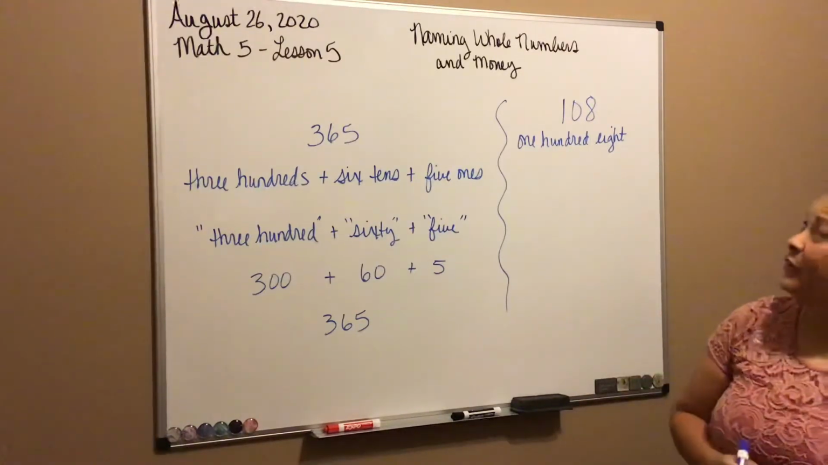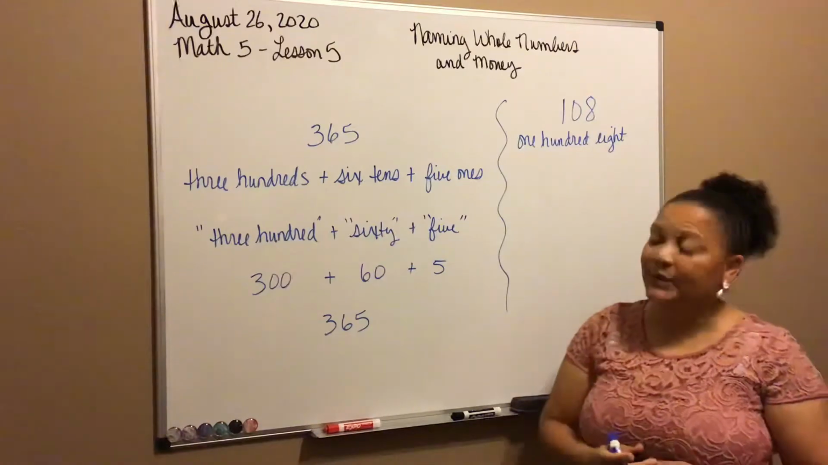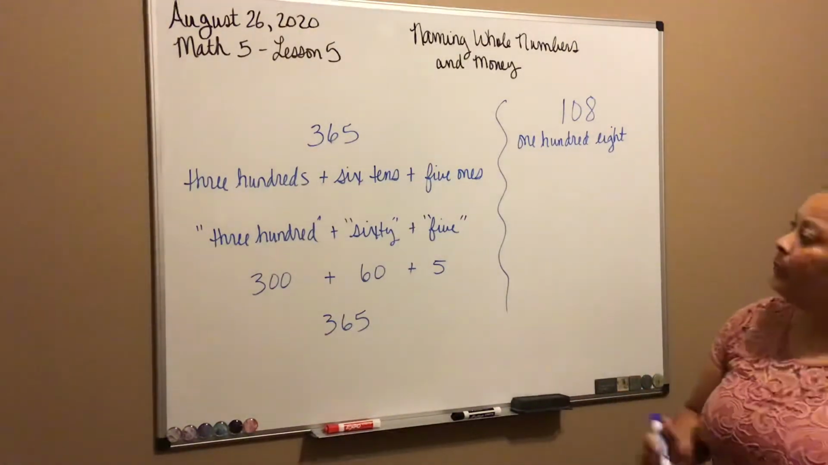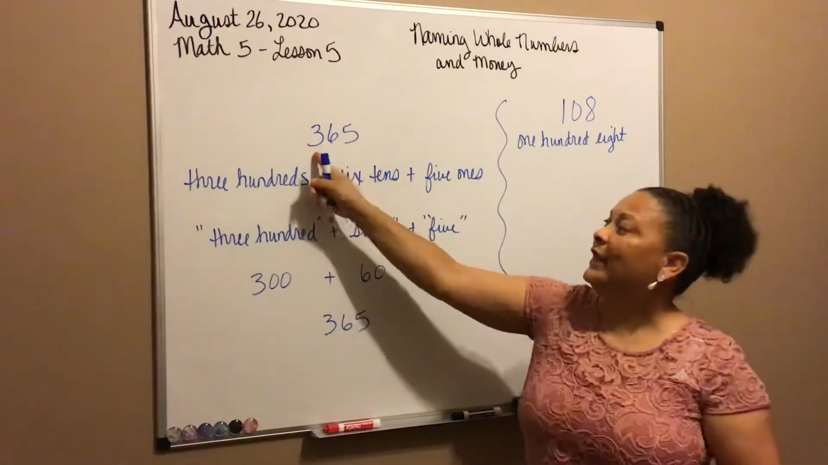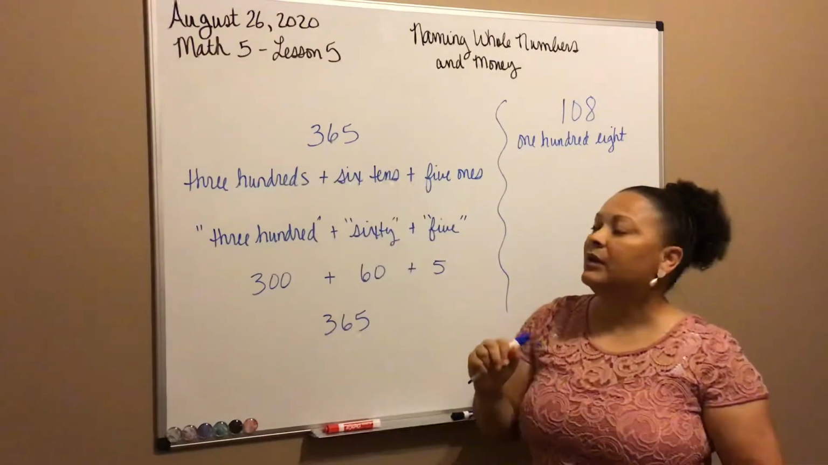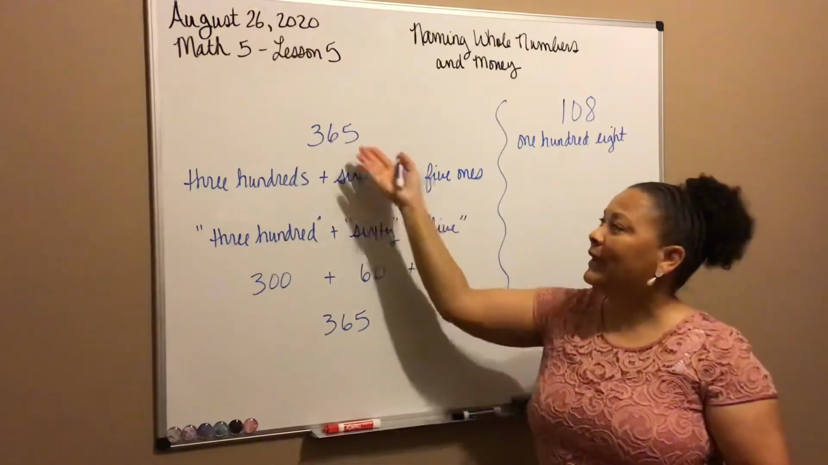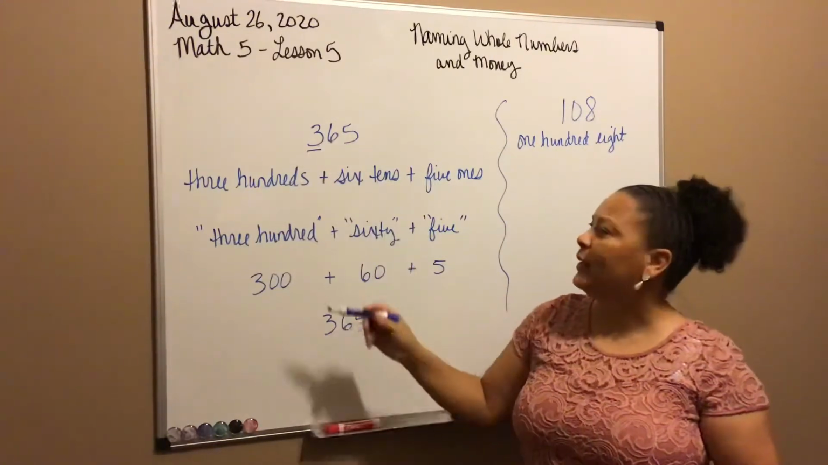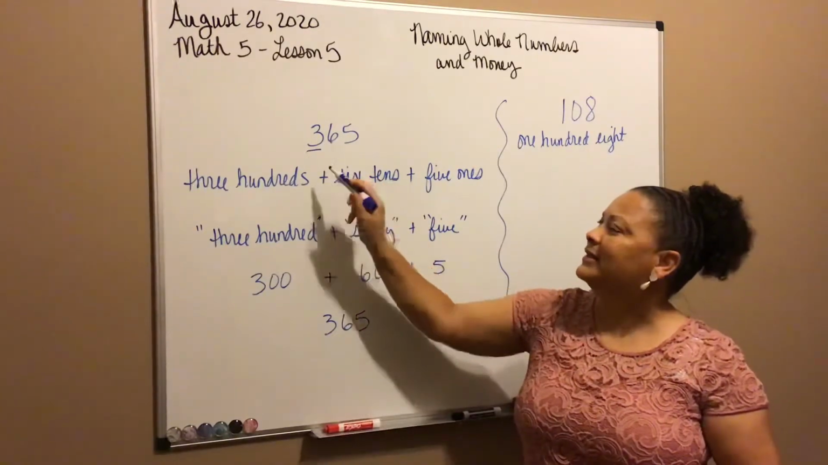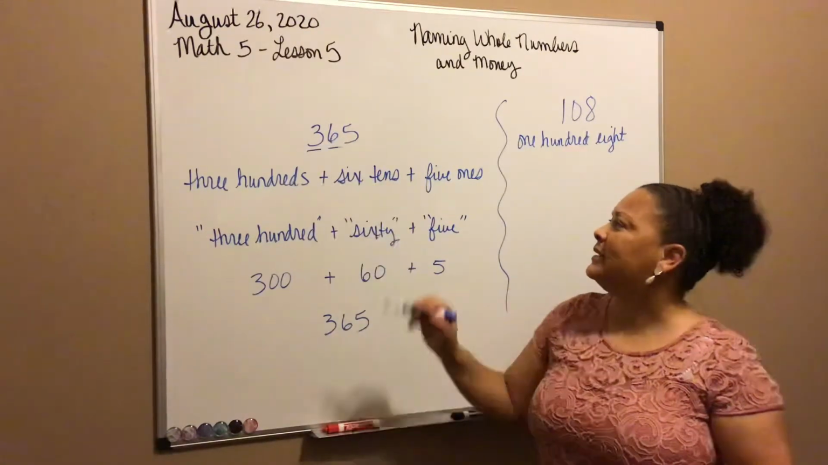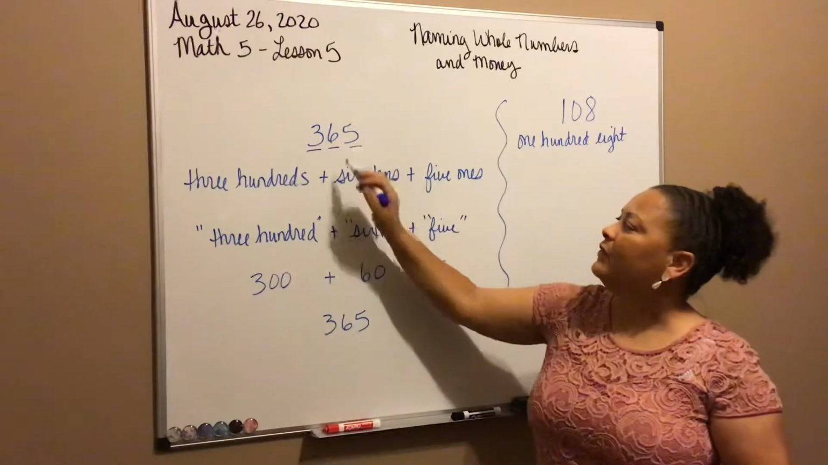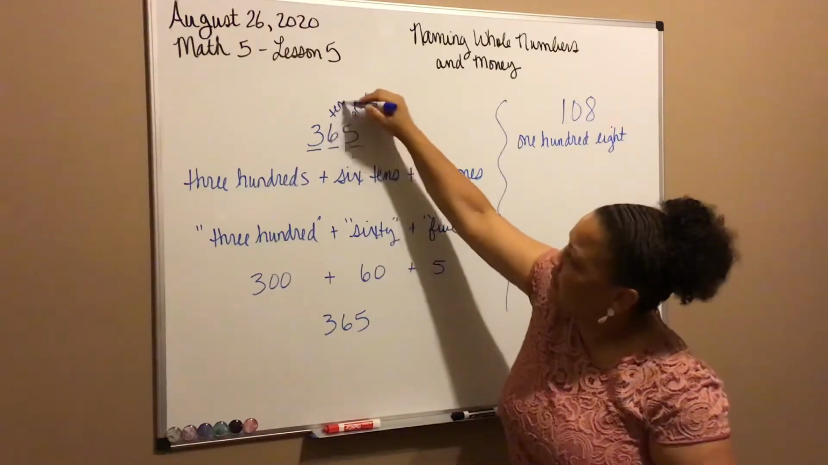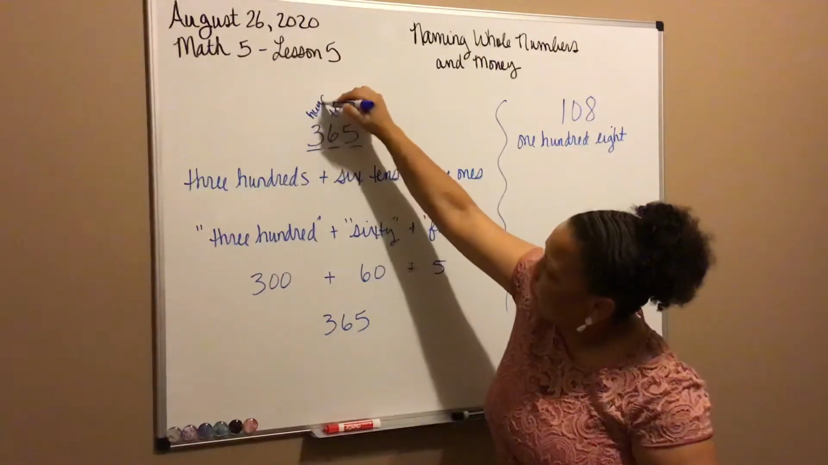So our new concept for today, we're going to be talking about naming whole numbers and money. Okay? So our first example, we have the number 365. We know that if we break this down, we have 3 hundreds. 3 is in the hundreds place, right? We have 6 tens, because 6 is in the tens place. And we have 5 ones. 5 is in the ones place. Remember our little map? Ones, tens, and hundreds, right?